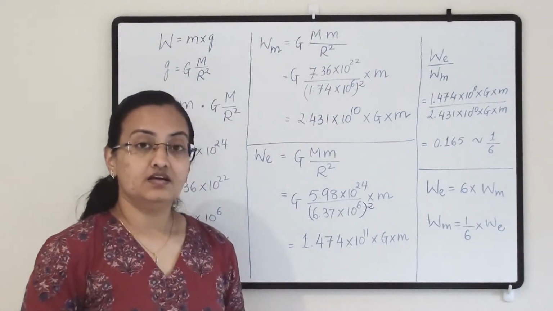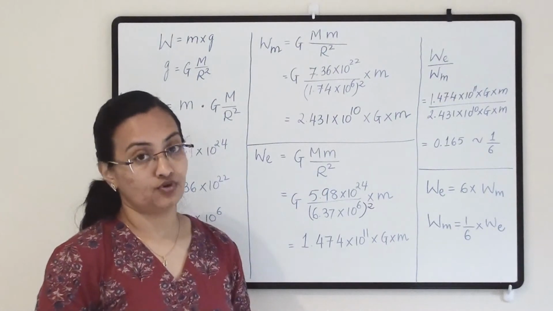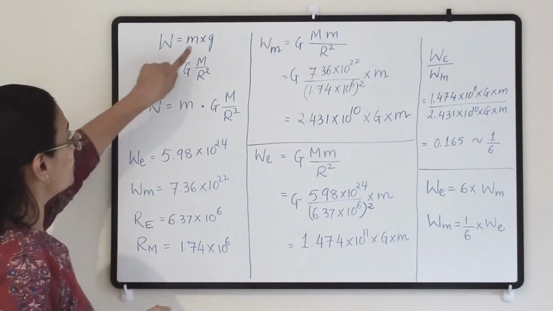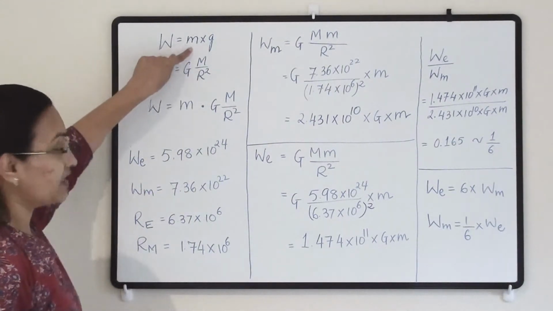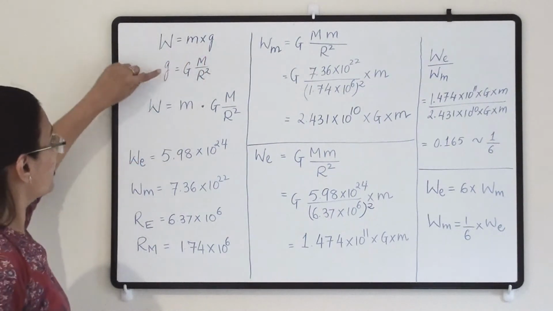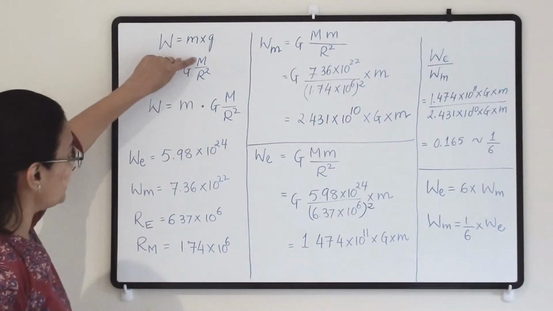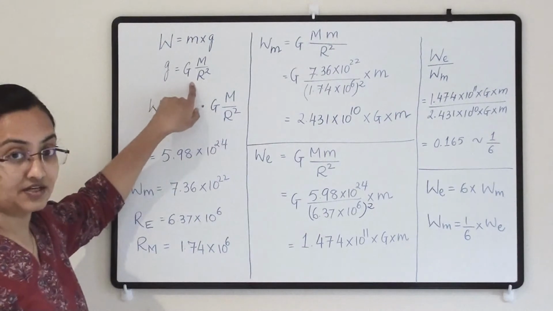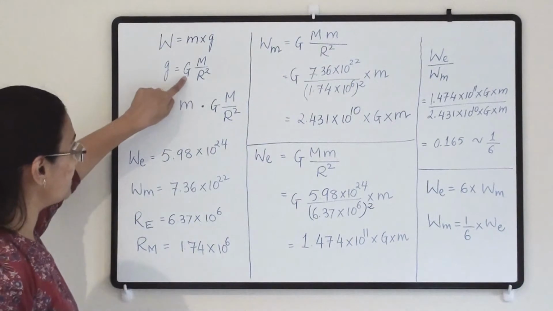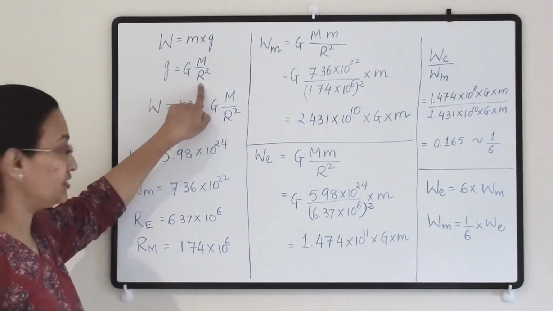Now let us understand how the weight on the moon is 1/6 times that on the earth. We know this equation: W equals m into g. W is weight, m is mass and g is acceleration due to gravity. We also know that g equals capital G, M, that is the mass of the earth, and R, that is the radius of the earth. So this is also a formula: small g equals capital G into mass divided by r square, where R is the radius of the earth.